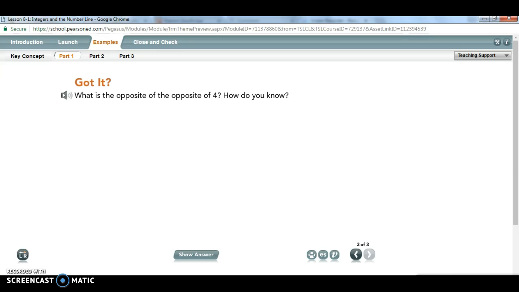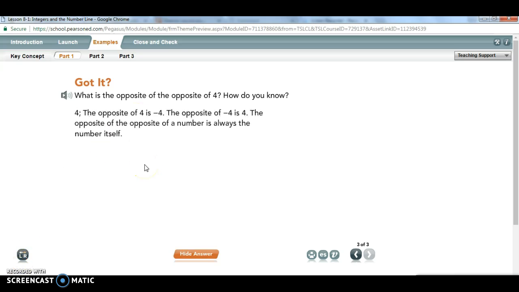This second got it problem is just a little bit harder, but not much at all. It says, what is the opposite of 4, and how do you know? So the opposite of 4 is -4. You just break it up. The opposite of 4 is -4, and then the opposite of that goes back to 4. So the opposite of the opposite of a number stays the same. The opposite of the opposite of a number is always the number itself.